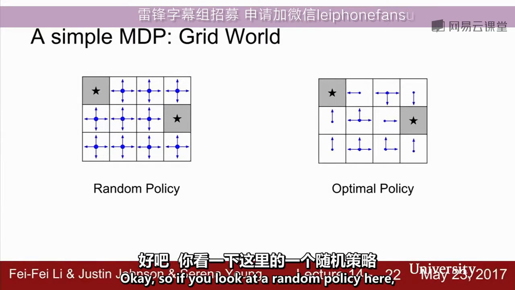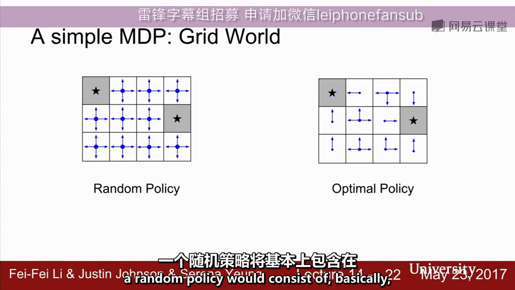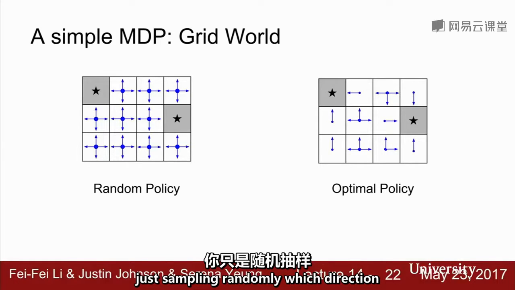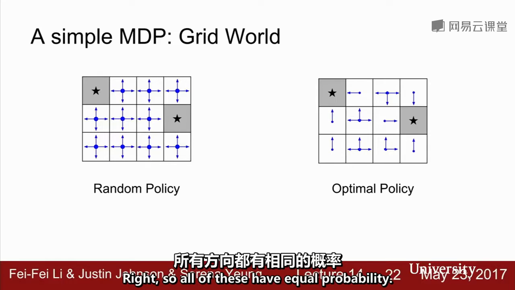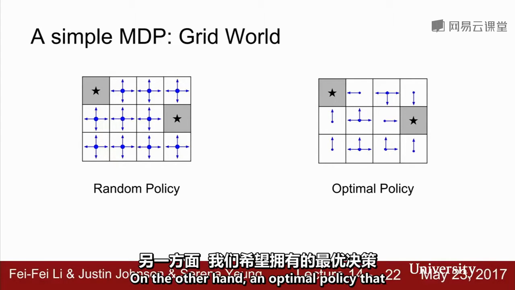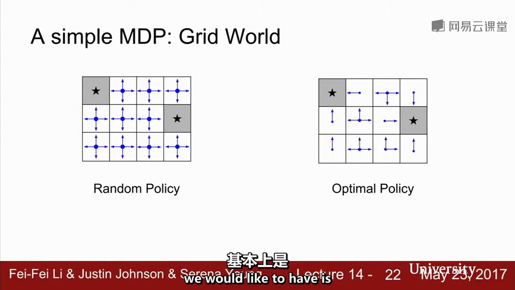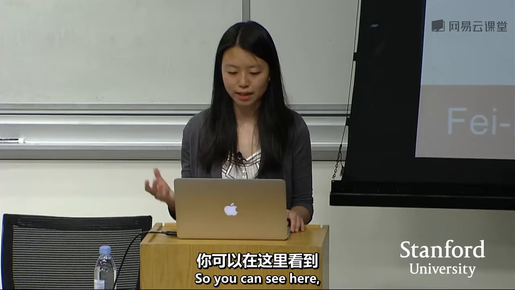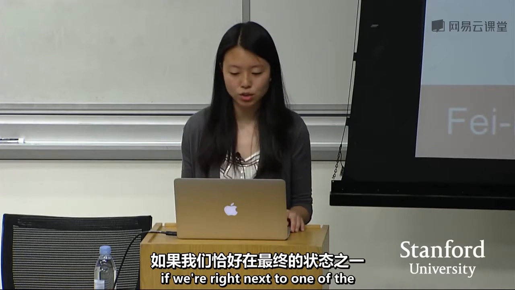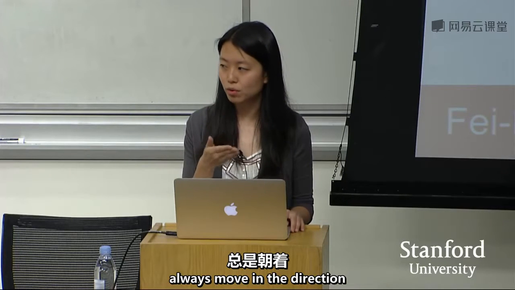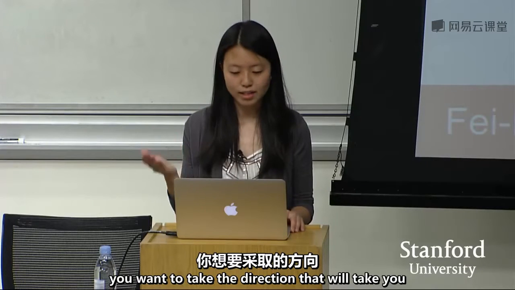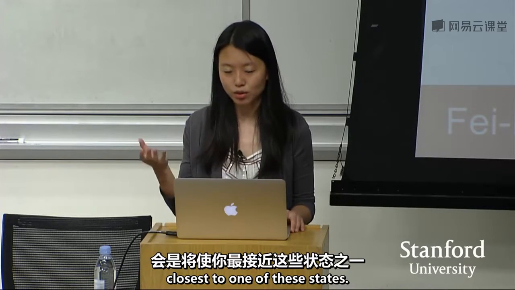Okay, so if you look at a random policy here, a random policy would consist of, at any given state or cell that you're in, just sampling randomly which direction you're going to move in next. So all of these have equal probability. On the other hand, an optimal policy that we would like to have is basically taking the action, the direction, that will move us closest to a terminal state. You can see here, if we're right next to one of the terminal states, we should always move in the direction that gets us to this terminal state. And otherwise, if you're in one of these other states, you want to take the direction that will take you closest to one of these states.